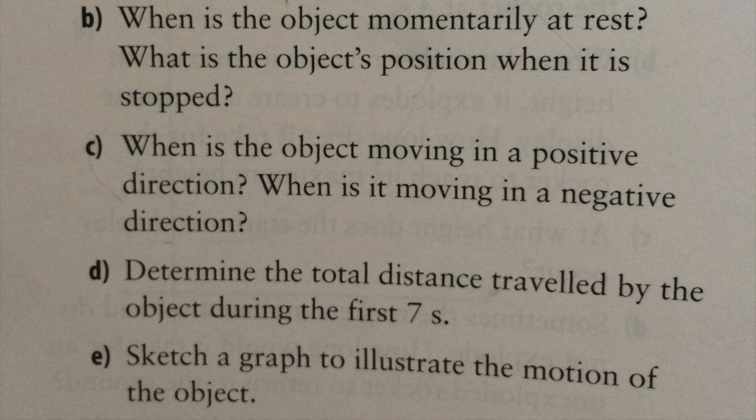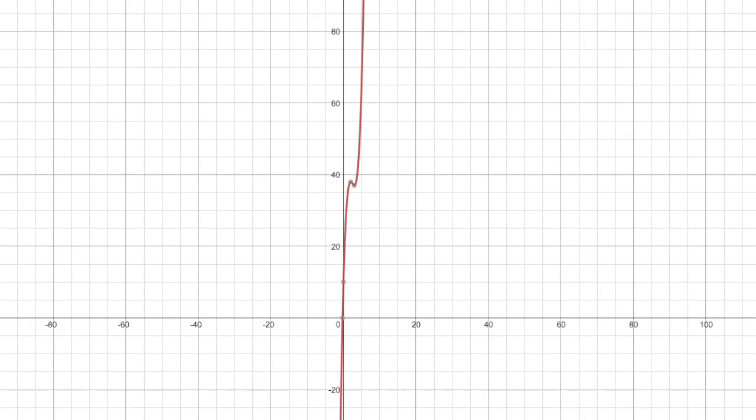For the rest of the question, B to E, we will mostly be using Unit 3 curve sketching. This is because in B and C, we are asked to find when the object is momentarily at rest and when it's moving in a positive or negative direction. This involves critical points, such as turning points and points of inflection. In addition, in question E, we are asked to sketch a graph of the function, which is directly from Unit 3. So let's get started.